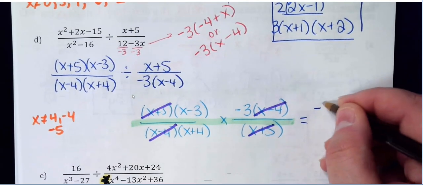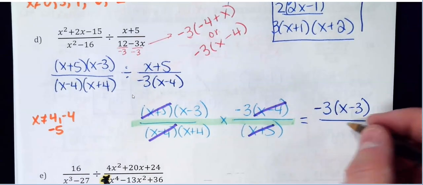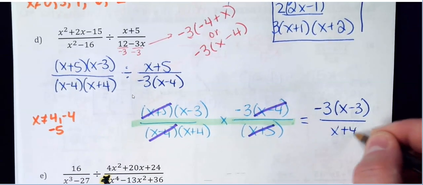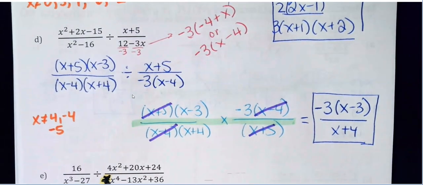and just leave it in factored form. I would just put the negative 3 out in front, though. And then on the bottom, all we have left is x plus 4. And we already kind of were writing our restrictions as we went through the problem.